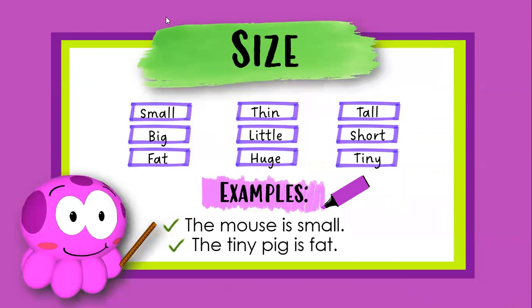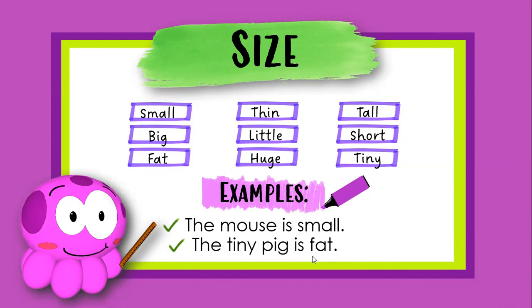Let's start with size. Now, there are a lot of adjectives for size, but some of the more common ones are small, big, fat, thin, little, huge, tall, short, and tiny. An example of how we can use them is: the mouse is small. What is the adjective? Small. It describes the mouse. So what is small? The mouse. The tiny pig is fat.